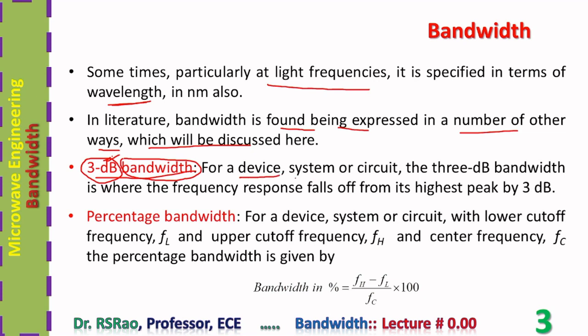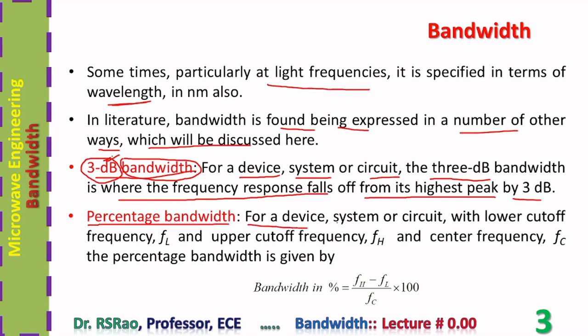For a device or a system or a circuit, the 3 dB bandwidth is where the frequency response falls off from its highest peak by 3 dB. One can define 2 dB, 1 dB, 30 dB, etc. bandwidths too. Now another term, percentage band.